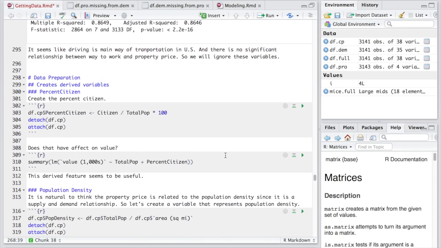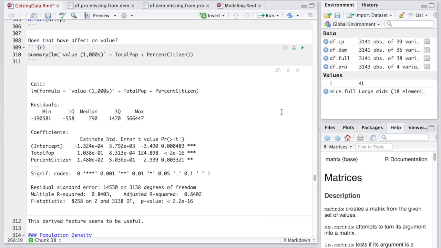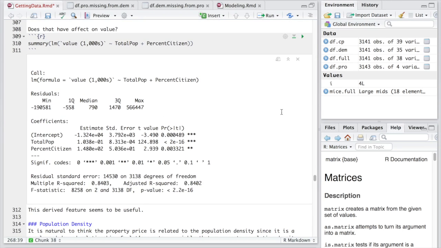First, we'll create a derived feature called % citizens. It's natural to think that immigration might influence the property price. I find out that if there are more citizens in a county, the property price might be higher.